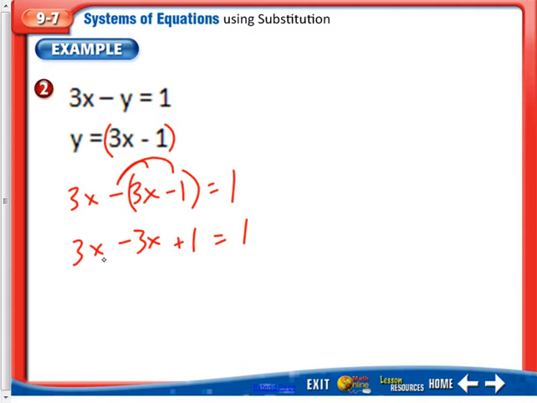Okay, well, take a look here. I have 3x minus 3x. Well, that's going to be 0. Those two actually cancel each other. And so I'm left with 1 is equal to 1. Okay, well, let's think about what that means. If 1 is equal to 1, then that means that it is true. Okay, this is true. It's not like 2 is equal to 1. So if 1 is equal to 1, that must mean that we must have infinite solutions.